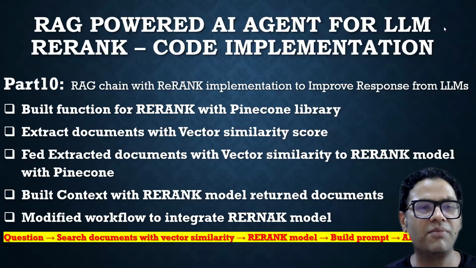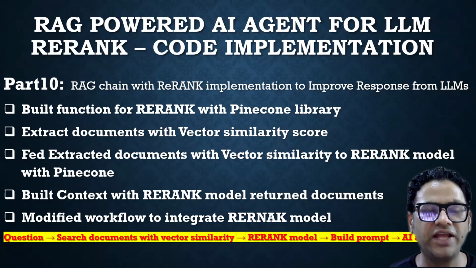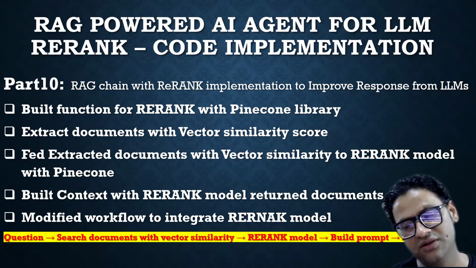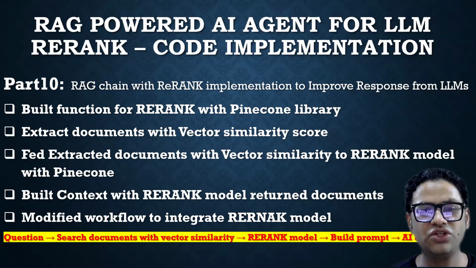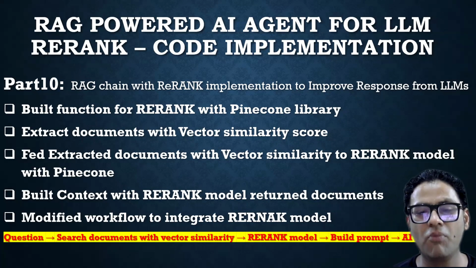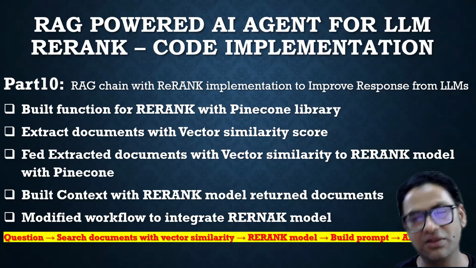Hello everyone, welcome back to my channel. This is part 10, where we are making our application more intelligent, not only powered with RAG, but with whatever additional concepts can increase the accuracy of our application. In a previous video, we covered the re-ranking model concept: why do we need it, what kind of problem vector similarity has, and which limitations a re-rank model overcomes.